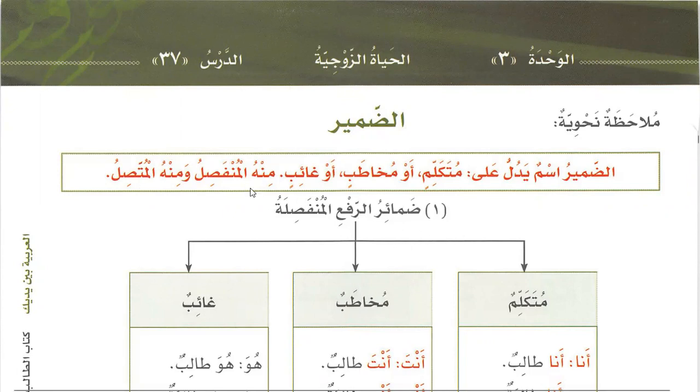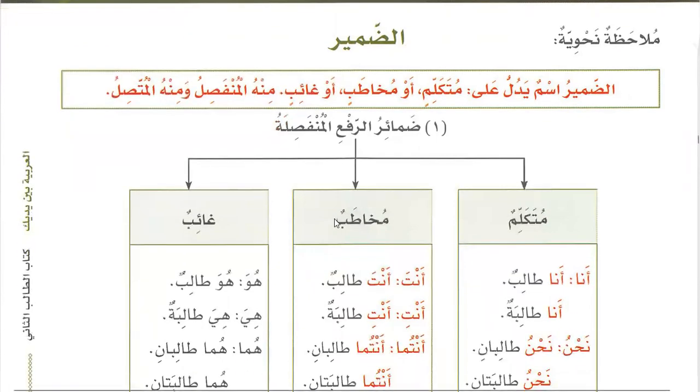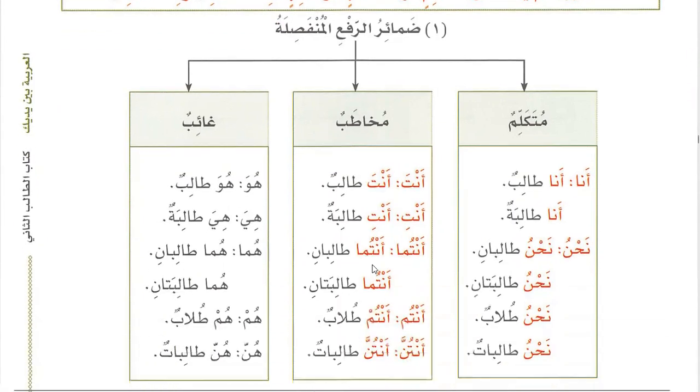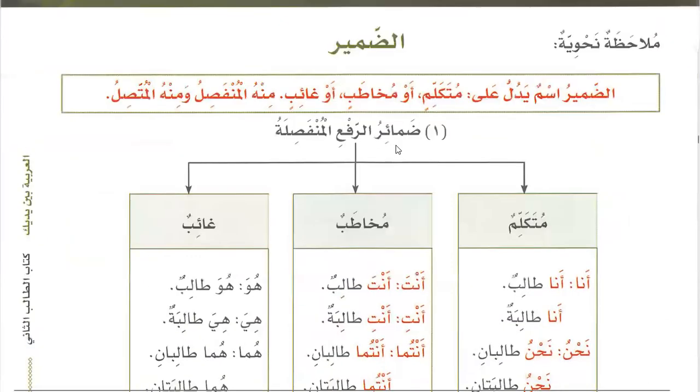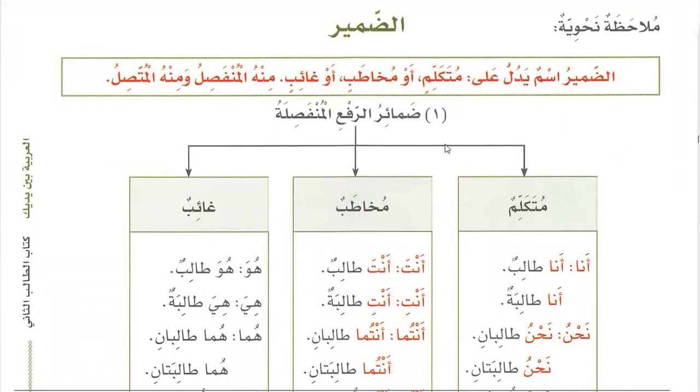So munfasil pronouns are marfu. Munfasil pronouns are used to show the marfu form of the pronoun, and muttasil are used to show the mansub and majroor form of the pronoun. Pronouns of Rafa, pronouns of Marfu, separate, detached. So these pronouns Ana, Nahnu, Anta, Anti, Antum are used to show the marfu form of detached pronoun.